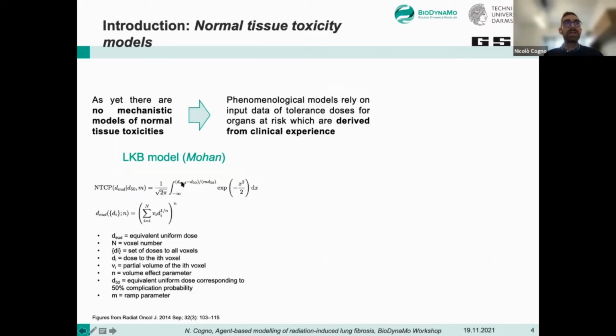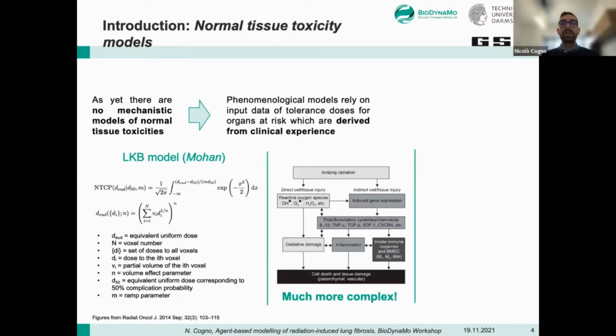Just to give you some perspective, this here is the LKB model, one of the most known. It is assumed that the complication-inducing threshold dose follows a probit distribution, and the normal tissue complication probability is just computed by using the cumulative function. And it also allows to take into account heterogeneous irradiation of the organ. So what is used here is not actually the dose, but the equivalent uniform dose.